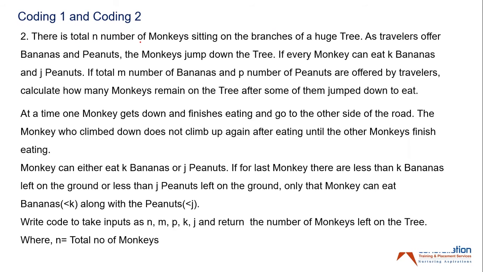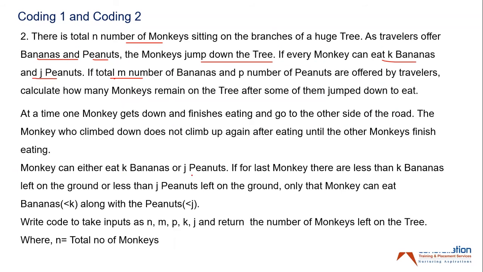There is a total of n monkeys sitting on the branch of a huge tree. As a traveler offers bananas and peanuts, the monkeys jump down the tree. Every monkey can eat k bananas and j peanuts. If a total of m bananas and p peanuts are offered by a traveler, calculate how many monkeys remain on the tree after some of them jump down to eat. At a time, one monkey gets down, finishes eating and goes to the other side of the road. The monkey who climbed down does not climb up again after eating until the other monkey finishes eating.